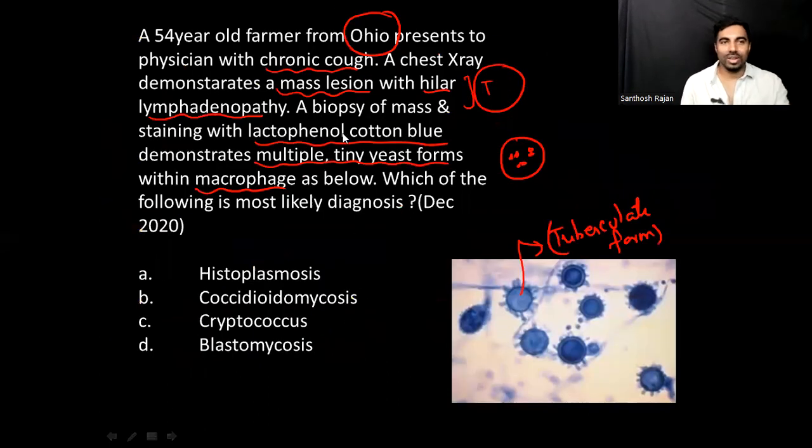Now tell me the difficulty. All the clues: Ohio has come, the TB-like picture has come, this is its mold form. But the tiny yeast form, I'll show you the picture shortly. So the answer is histoplasmosis. Coccidia and crypto will not come, because crypto is CSF related. A CSF picture should come, capsulated yeast, those pictures they'll give. And coccidioidomycosis, cock, what does cock do? There should be arthrospores, spherules, spores. That also will not come.